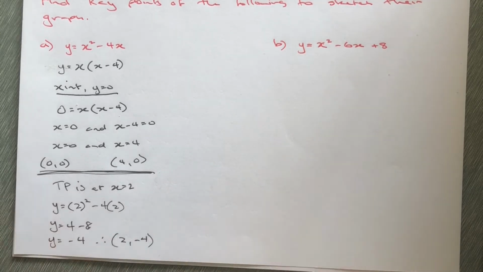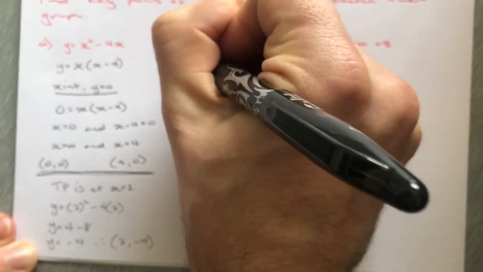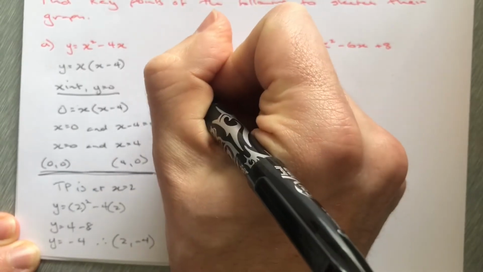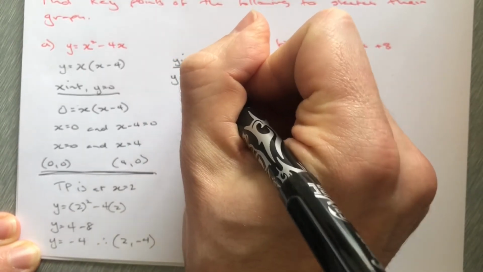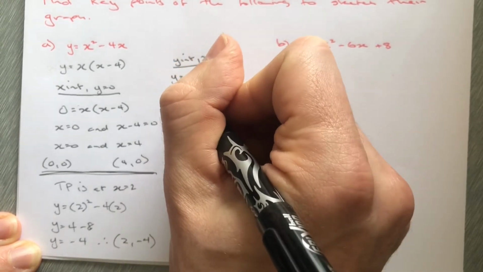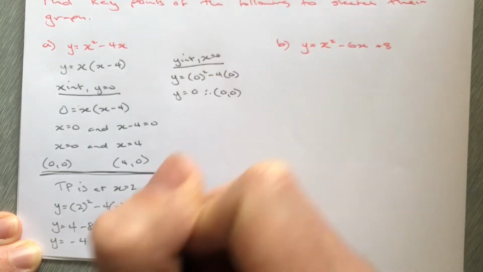The last thing we need to find is our y-intercept. Okay, so to find a y-intercept, you make x equals 0. There we go. Okay, so let's take our rule, make x equals 0. We can see our y-intercept is at 0. So therefore, where x is 0, y is 0.